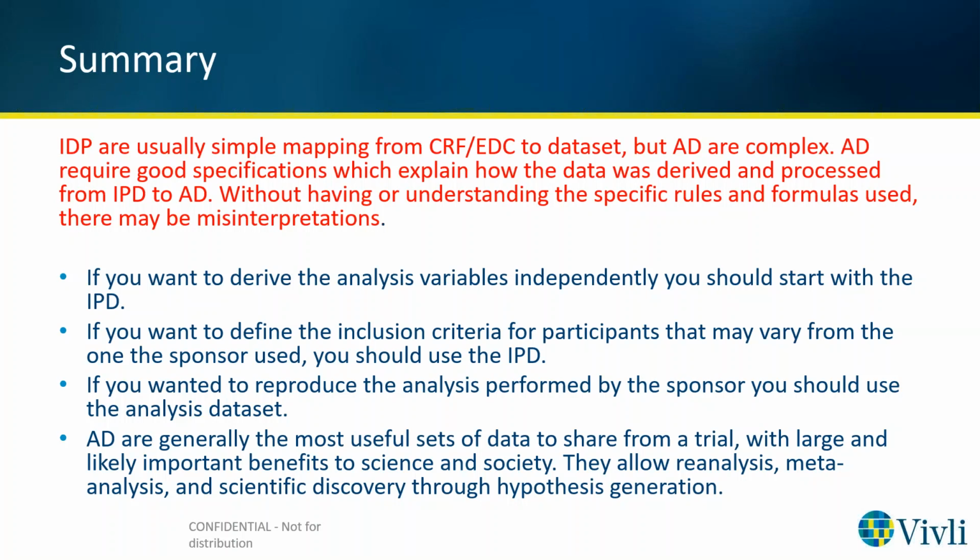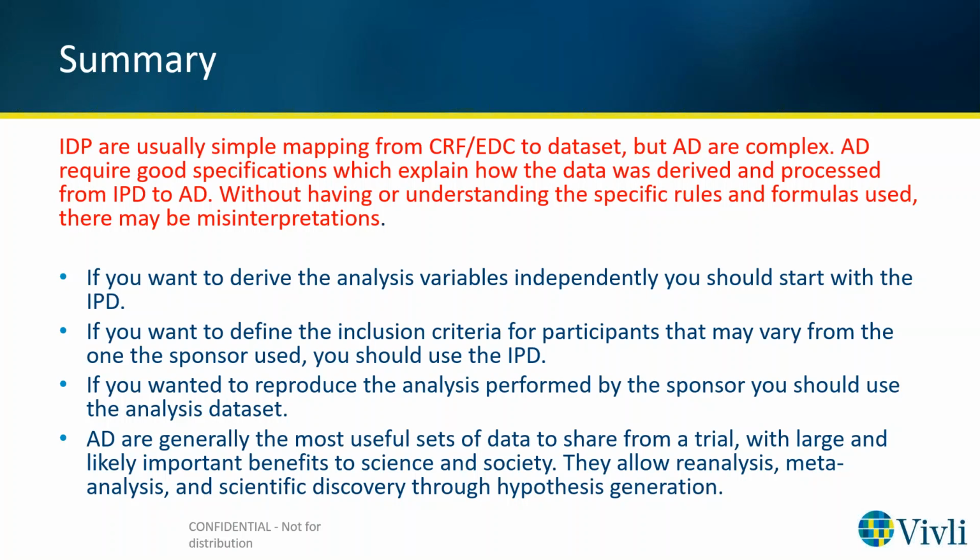So some of the things to think about when you're requesting data and the format you want your data in: if you want to derive the analysis variables yourself, you should start with the IPD. That's the rawest form of the data. If you want to define the inclusion criteria for participants, particularly if you want to change some of the assumptions or change the way the populations are defined compared to what the sponsor has done, you also should start with the IPD. If you want to, say, test your programs to reproduce the analysis performed by the sponsor, then you should start with the analysis data set. That's the closest that you'll be to using the specific and exact data that the sponsor used initially.